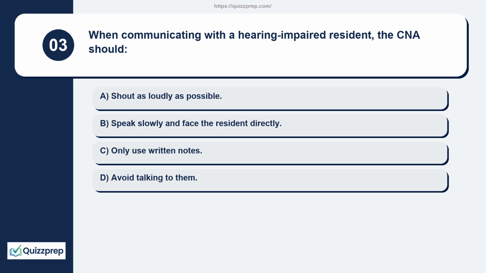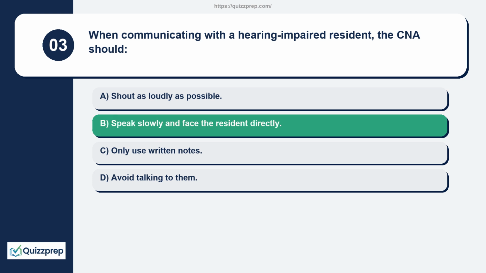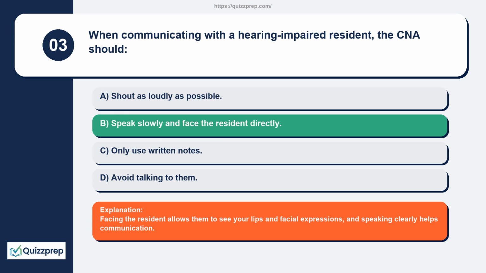Question 3. When communicating with a hearing-impaired resident, the CNA should shout as loudly as possible. Speak slowly and face the resident directly. Only use written notes. Avoid talking to them. Facing the resident allows them to see your lips and facial expressions, and speaking clearly helps communication.